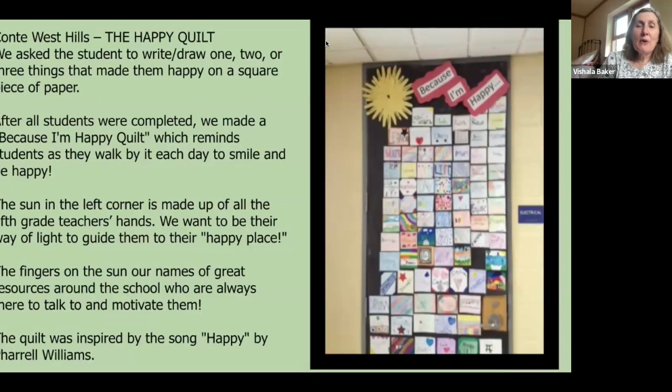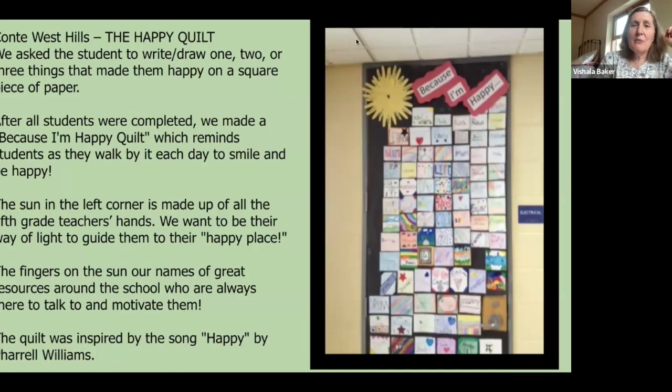So this was a fifth grade. The whole fifth grade had 75 students in it. There were 3 teachers. And they all decided they were going to do a whole grade paper quilt. Now, if you see the top left corner, it looks like a sun. And what the teachers did is they gave each student a copy of their hand. And each student wrote what were the supports for them in the school, and then they put them all together like a sun.